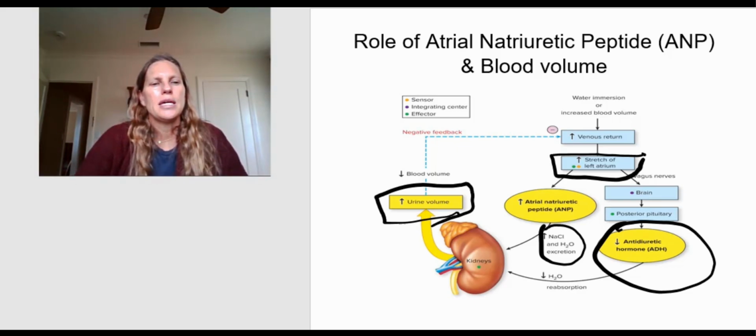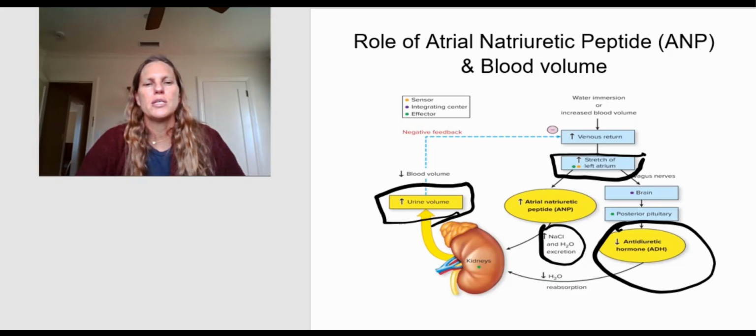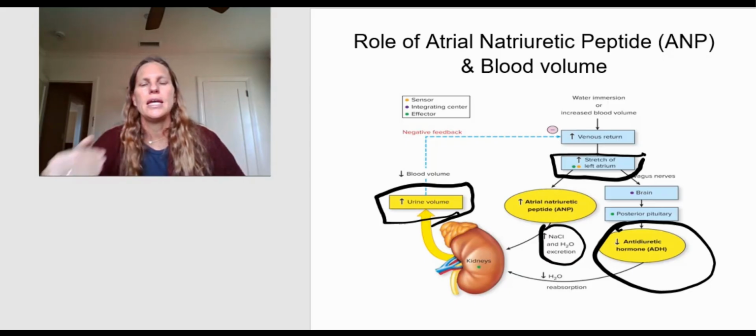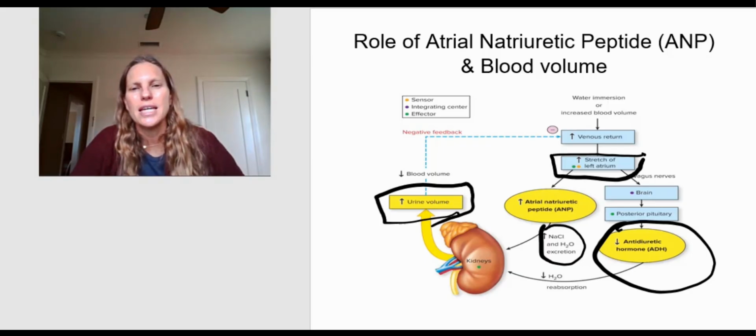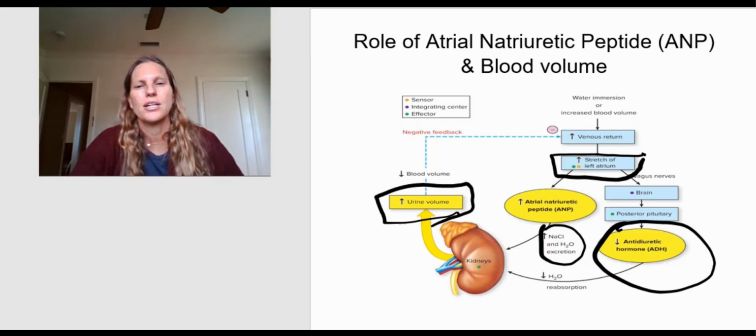So ANP is essentially going to do a couple things. It's going to increase urine production in response to a stretch in the atria of the heart because of more blood going there. It's going to inhibit the secretion of antidiuretic hormone, and it's essentially acting as a physiologic antagonist to aldosterone. Kind of does the opposite of aldosterone.